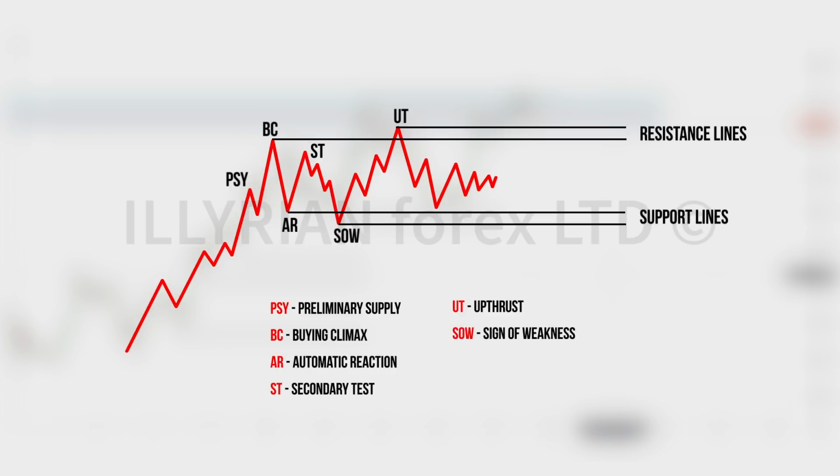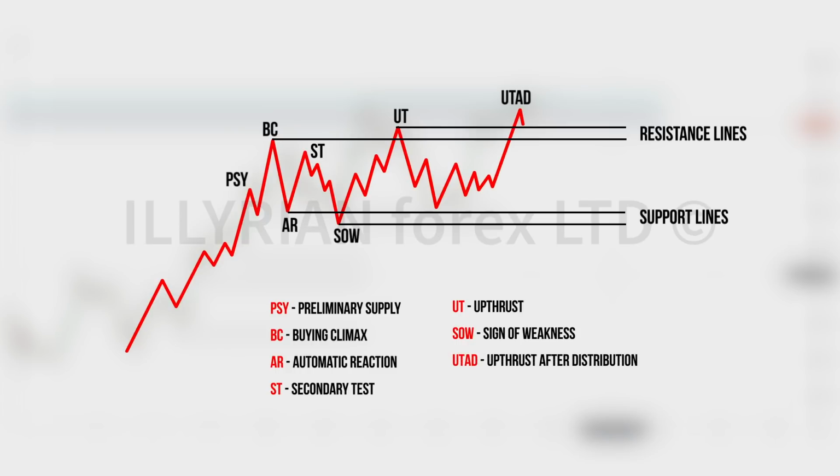SOW, sign of weakness, observable as a down move to, or slightly past, the lower boundary of the trading range, usually occurring on increased spread and volume. The automatic reaction and the initial sign of weakness indicate a change of character in the price action of the pair. Supply is now dominant.